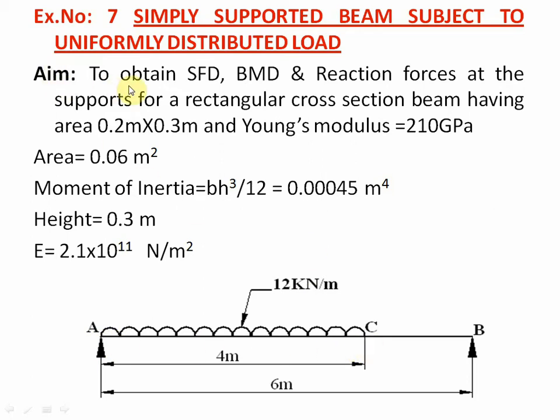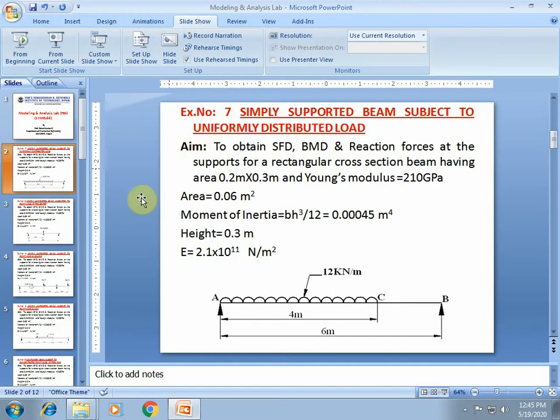The aim is to obtain the shear force diagram (SFD), bending moment diagram (BMD), and reaction forces at the supports for a rectangular cross section beam having area 0.2 meter into 0.3 meter and Young's modulus 210 gigapascal. All these details, area, moment of inertia, height, and Young's modulus remain the same as in the previous case, as we have not changed the area of the cross section of the beam. So now let us solve it in the software.